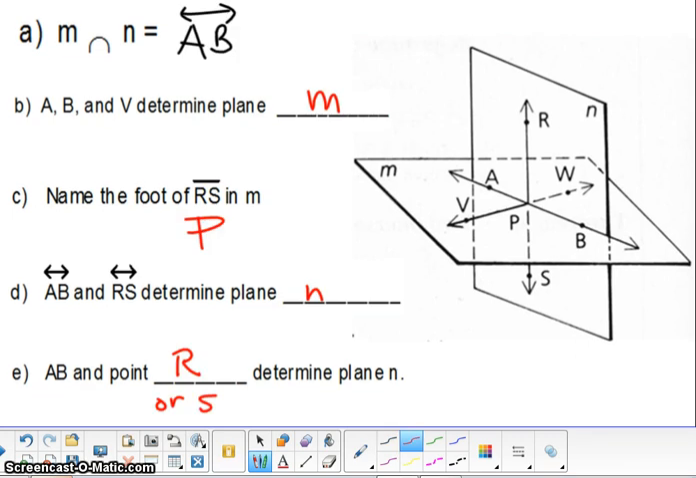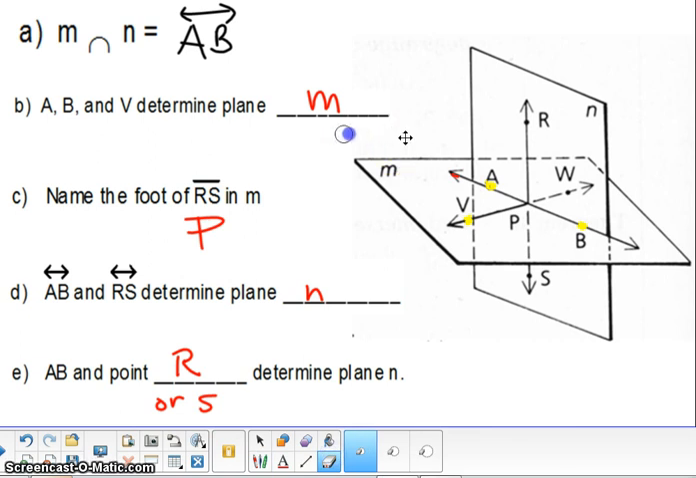The first one is intersection. So M intersects N at line AB. So that is where they're going to connect. If you can extend it, that might help. And then ABV, if you need to see some visual here. A and B and V live here, and the only plane that they're all on is going to be plane M.